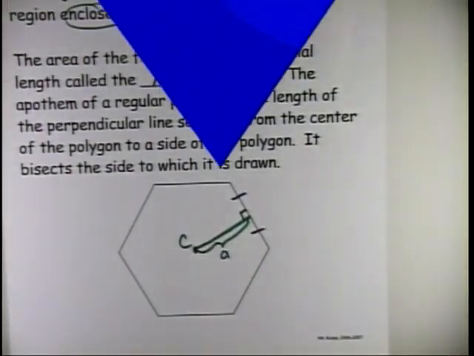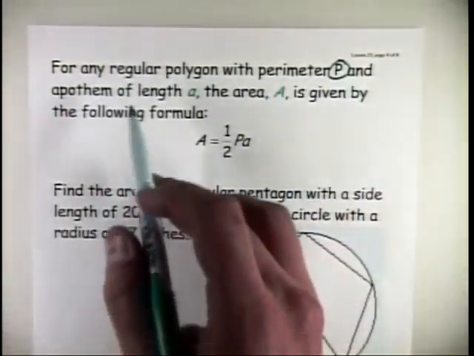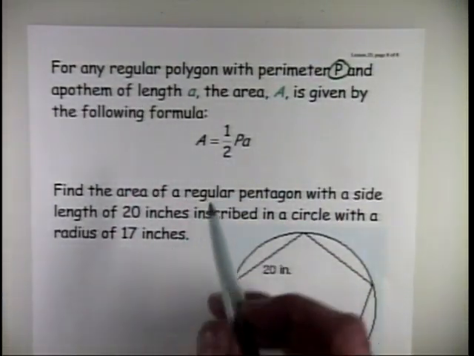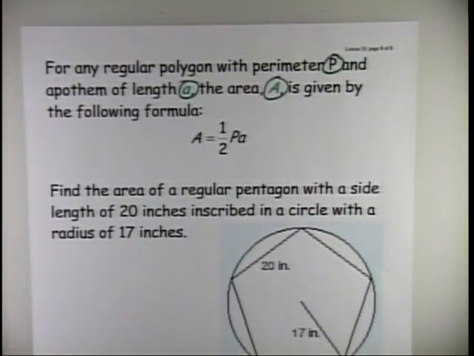So that's the apothem. Now for any regular polygon with perimeter P, so we need to know the perimeter, and apothem of length A, the area A is given by the following formula.